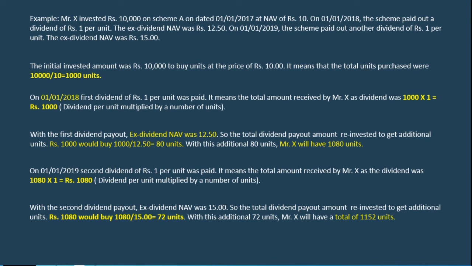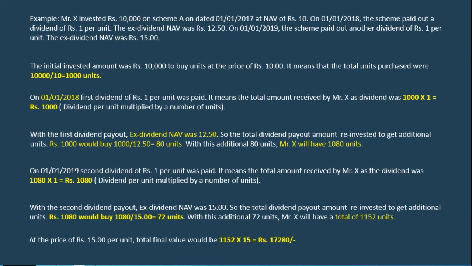Now this is the unit count which will be used for our calculation, not the one at the beginning, which was 1000. At the price of 15 per unit, the total final value for Mr. X's investment would be 1152 multiplied by 15, which is 17,280 rupees. This 17,280 rupees will be used in our formula to calculate CAGR.